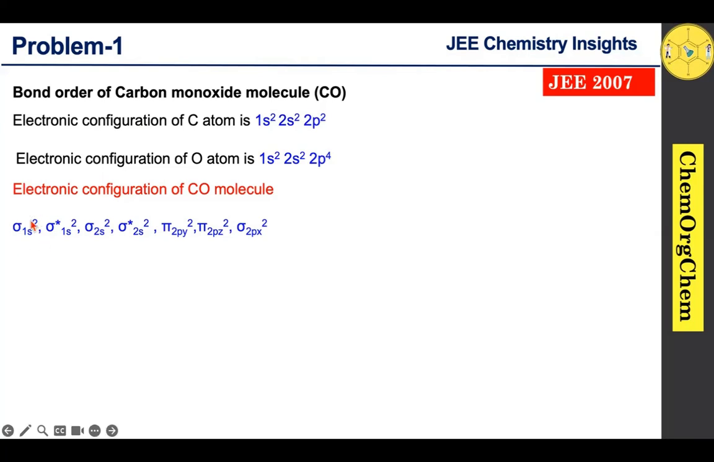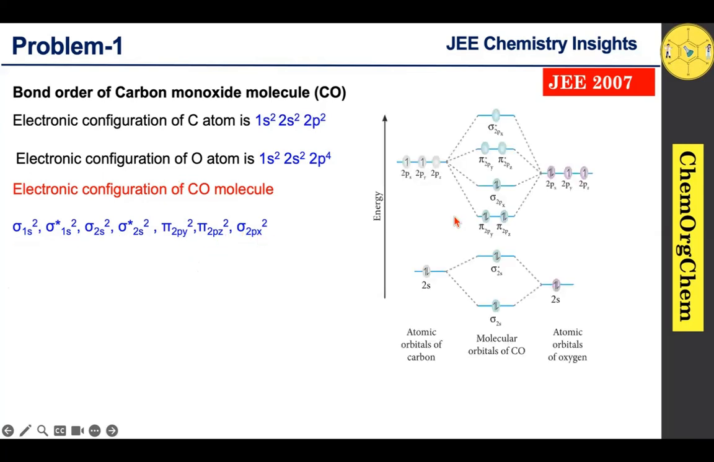Now you see: sigma 1s2, sigma star 1s2, sigma 2s2, sigma star 2s2, pi 2py2, pi 2pz2, sigma 2px2. If anyone finds it difficult to understand this electronic configuration of carbon monoxide, just look at this molecular orbital diagram. Due to their lower energy levels, I omitted the 1s orbitals in this diagram. I directly started from the 2s orbitals.